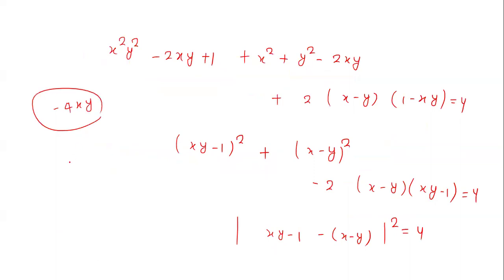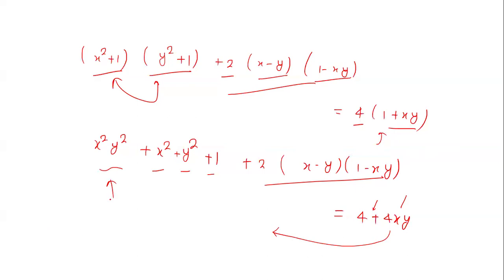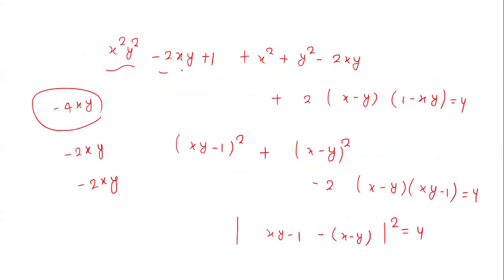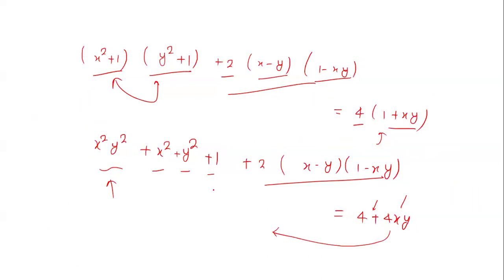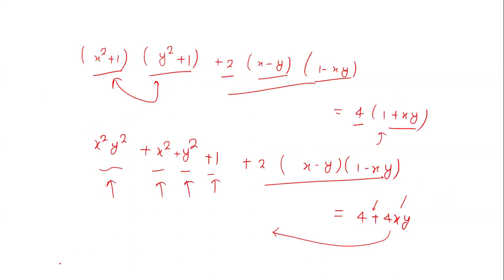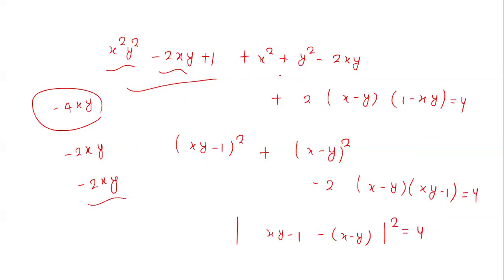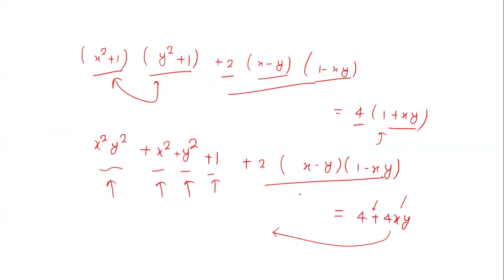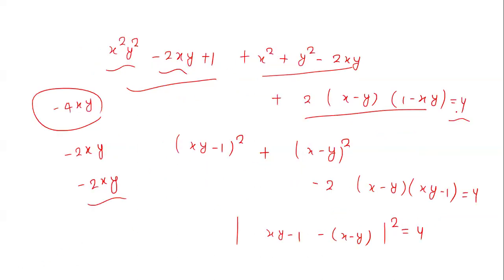there is minus 4xy on the left-hand side, so I will divide this into two parts, minus 2xy and minus 2xy. So we have one term x²y² − 2xy + 1, where the 1 is coming from here. This is one whole term. The other terms are x² and y² and one more minus 2xy. The rest is as it is from the previous calculations, and here is 4.